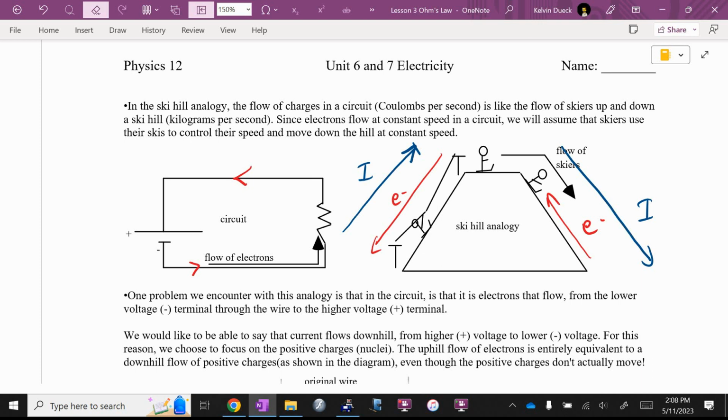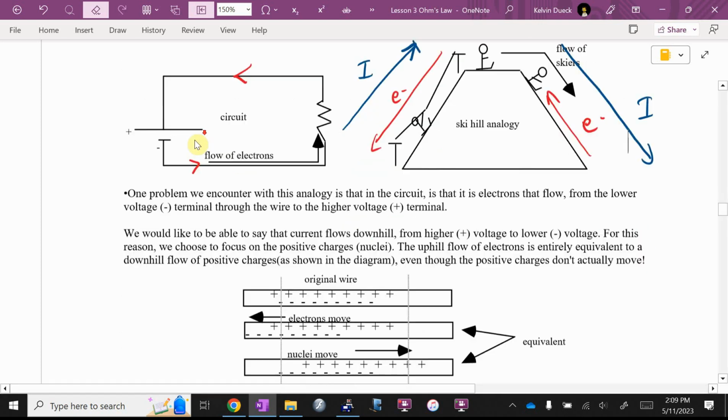We're going to pretend. We're going to define current as the direction positive charges would move in a circuit. Now, positives are protons. They're in the nucleus. Do protons ever leave the nucleus and start moving? No. But I'm going to argue that an electron moving one molecule to the left mathematically is identical to a proton moving one molecule to the right, because they both have the same charge.